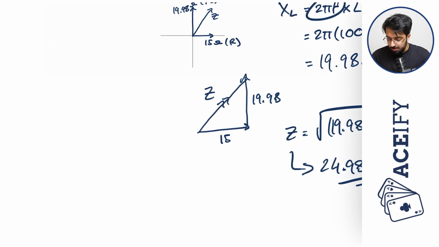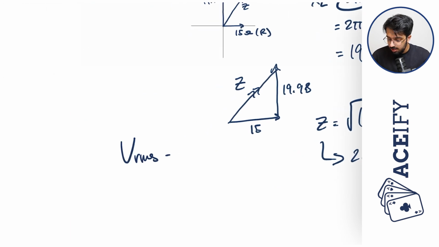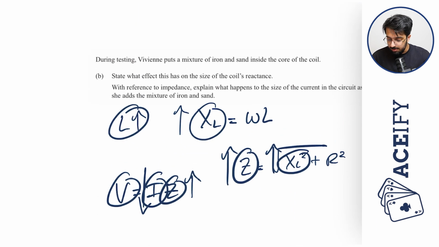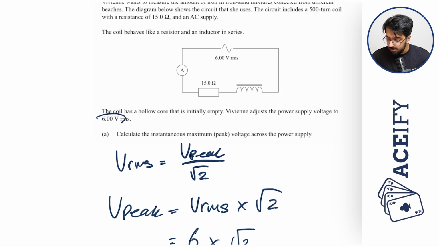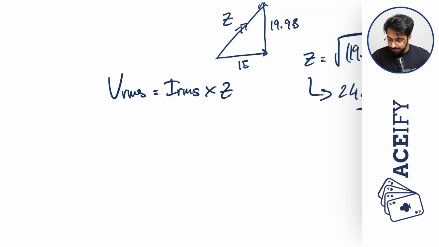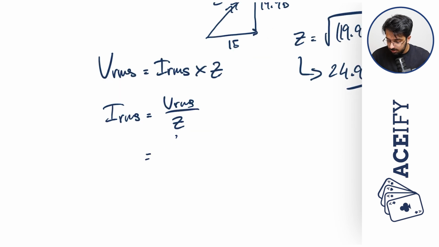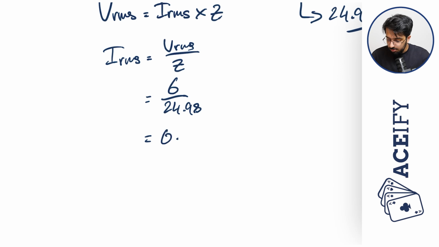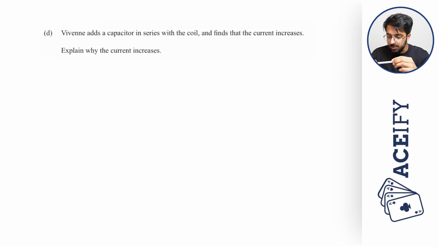And so VRMS is going to equal IRMS multiplied by our total impedance. Our VRMS is given in a previous part right over here as 6 volts. And so IRMS is equal to VRMS all over our total impedance. And so 6 all over 24.98 is equal to 0.24 amps. There we go.